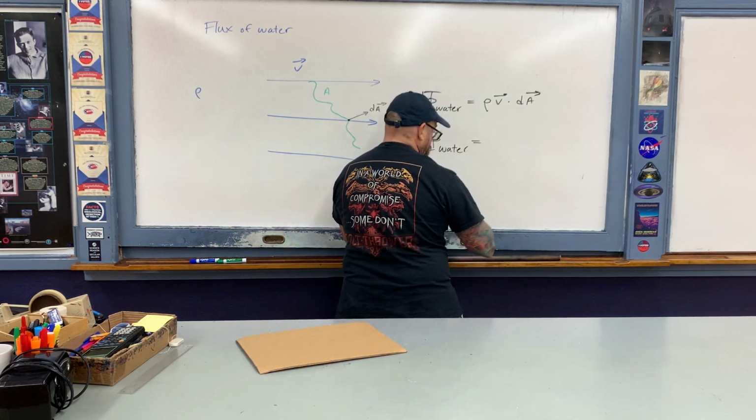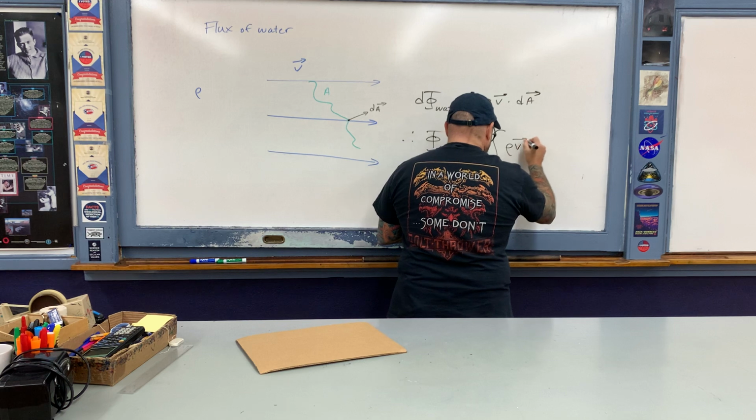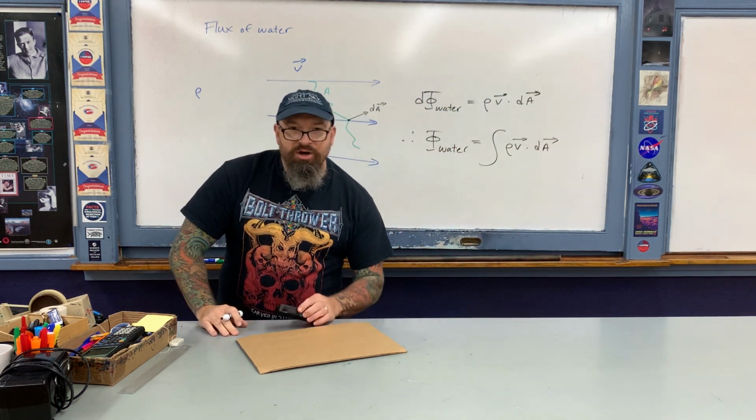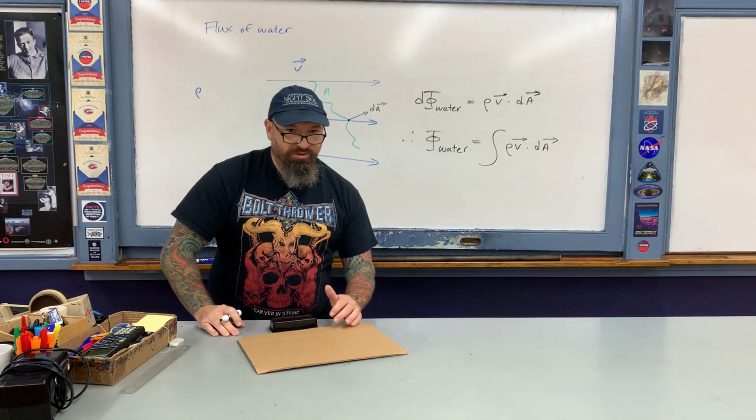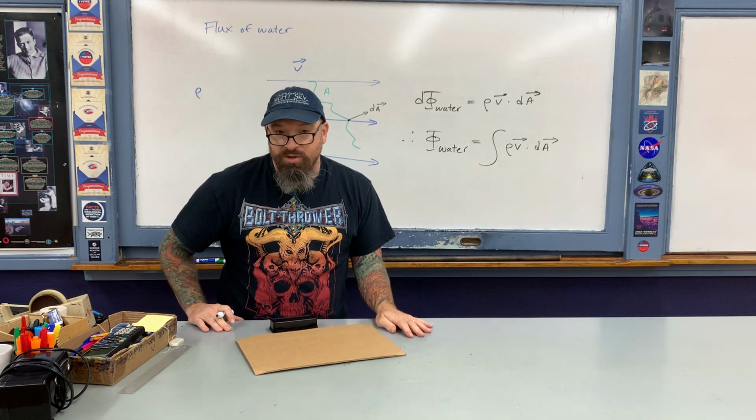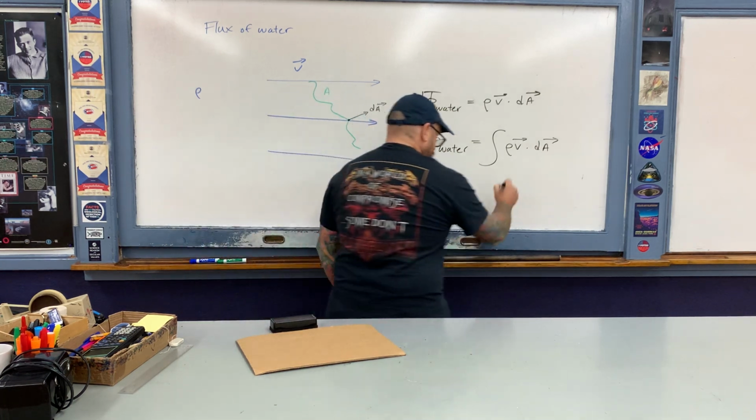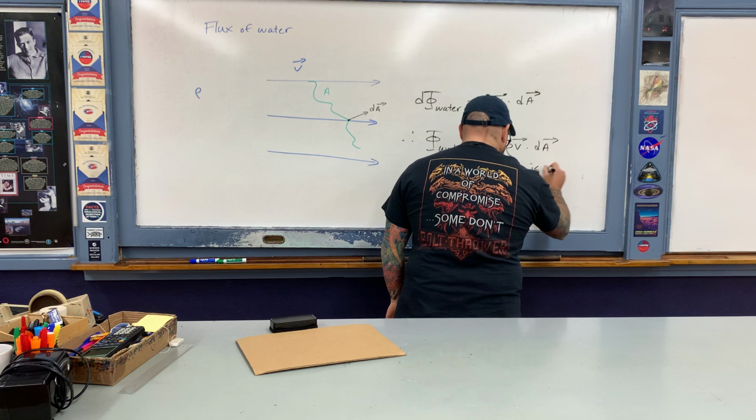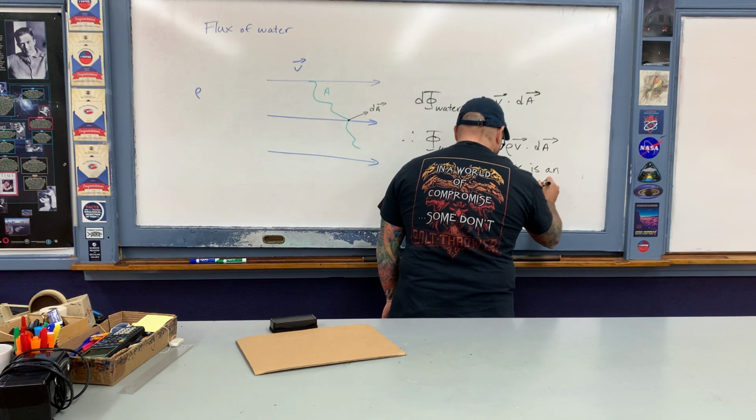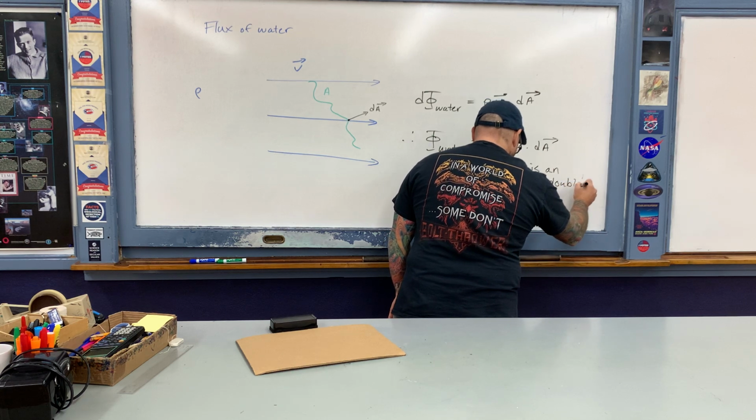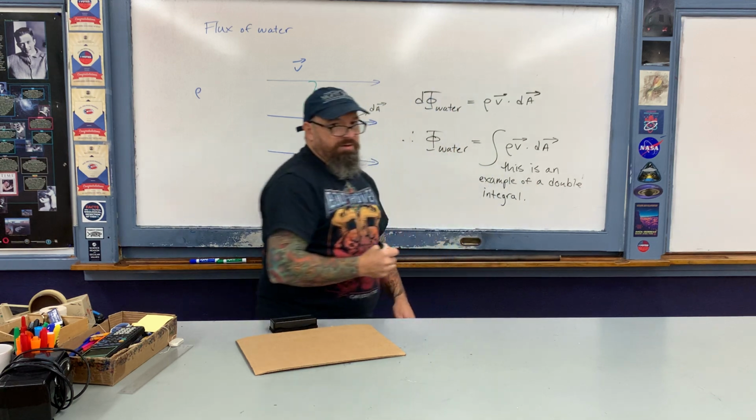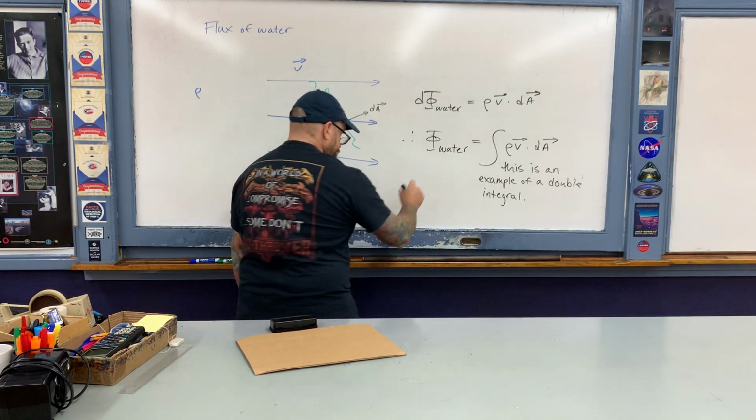So then ultimately the water flux would be described by the following integral. Let me write this out correctly. There we go, like so. This is an area integral. It's a double integral because we're integrating over an area as described by the infinitesimally small area vector dA. This is an example of a double integral. It's sometimes referred to as a surface integral.